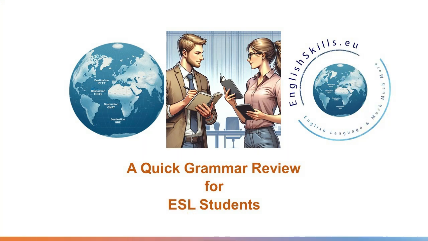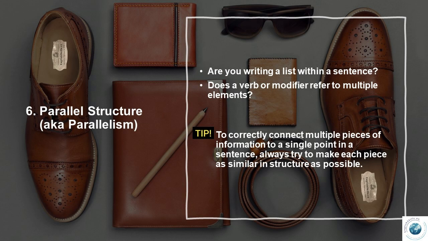This is a quick grammar review for students of English as a second language. Grammar Topic 6. Parallel structure, aka parallelism. When do you need to consider this?